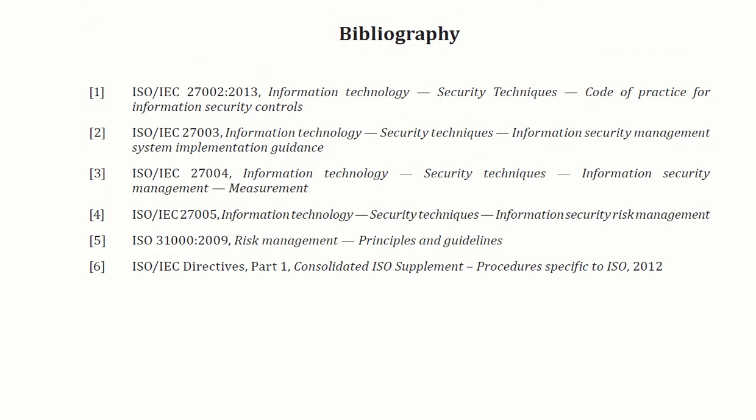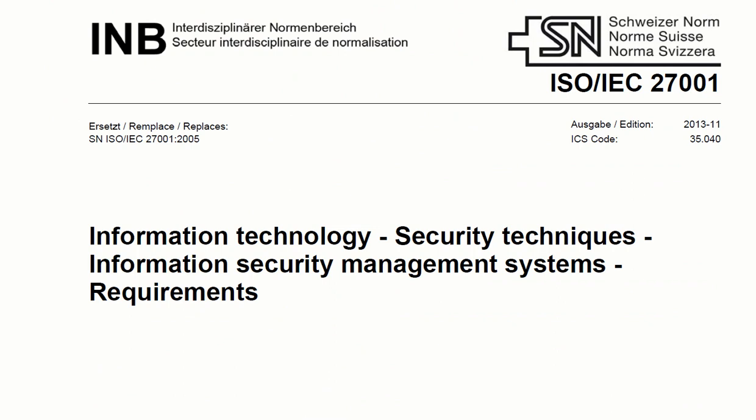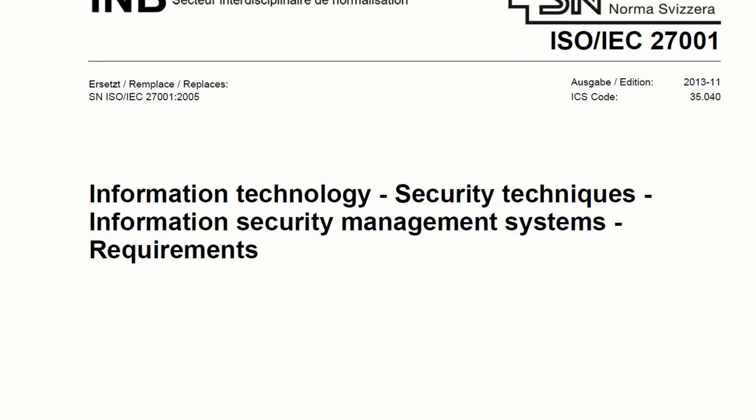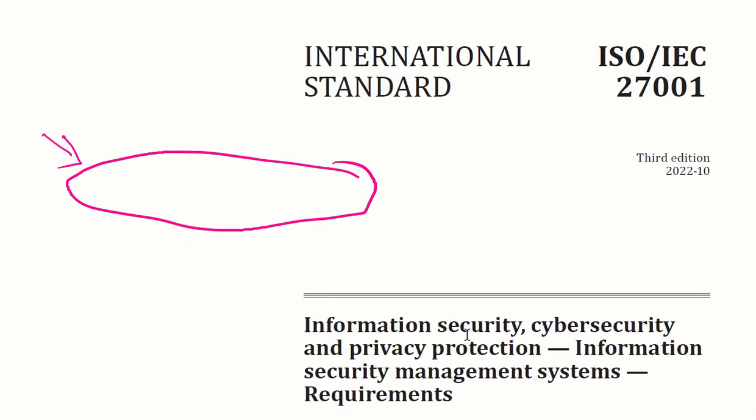If you see the older version, ISO 27001:2013, in that version the name was only Information technology. So they had taken only the name information technology. The first change you can see is that the name of the standard has been changed. Earlier it was information technology. Now it is information security, cybersecurity and privacy protection. This is the first change they have done in the standard.